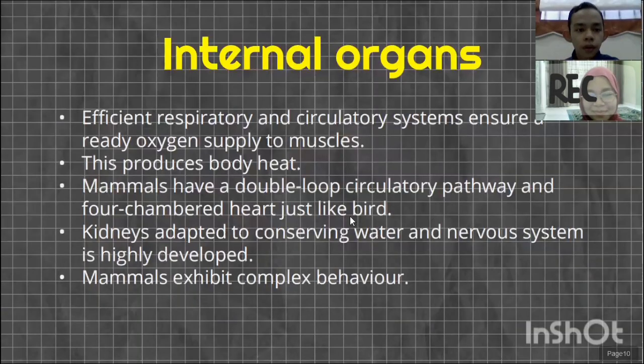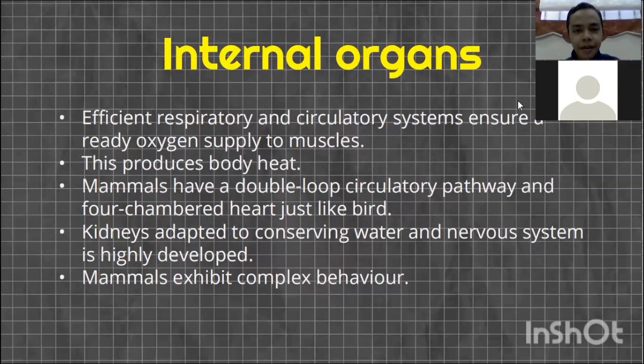Next is internal organs. So efficient respiratory and also circulatory systems ensure ready oxygen supplies to their muscles. So this will produce body heat. Not only that, mammals also have a double loop circulatory pathway and 4-chambered heart just like the birds. Mammals' kidneys are adapted to conserving water and the nervous system is highly developed. And the mammals exhibit complex behavior.